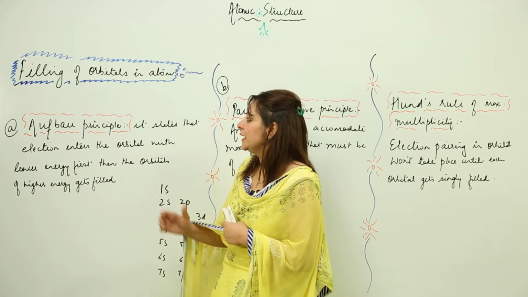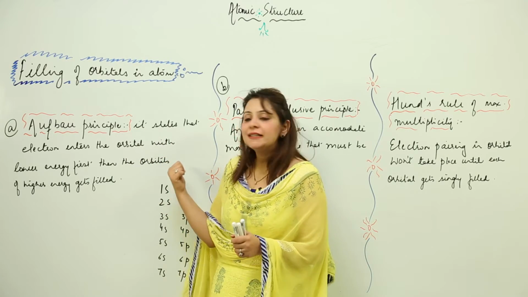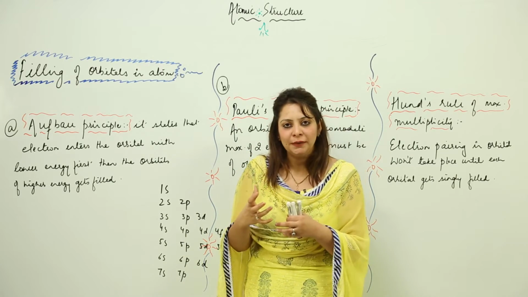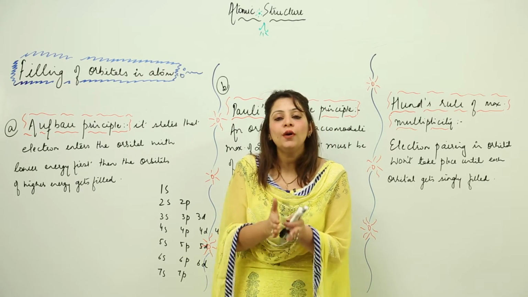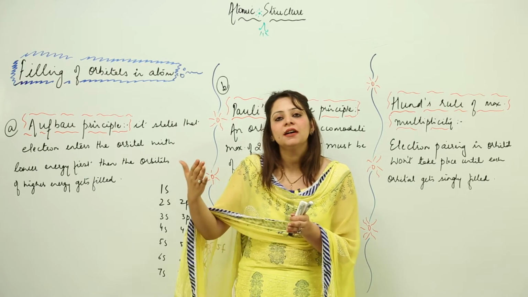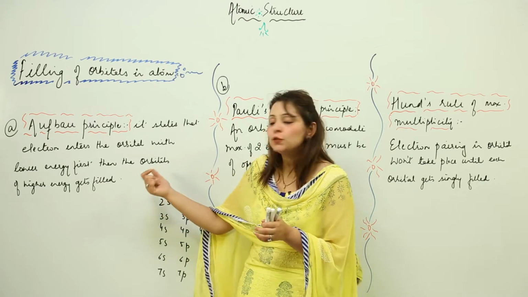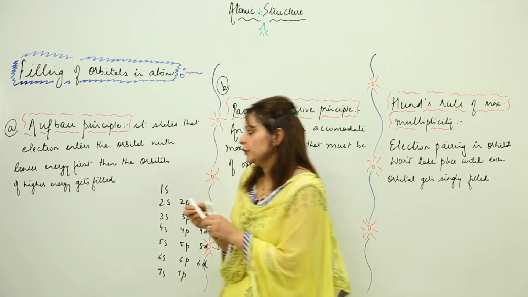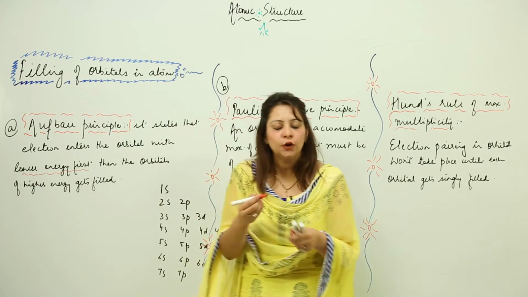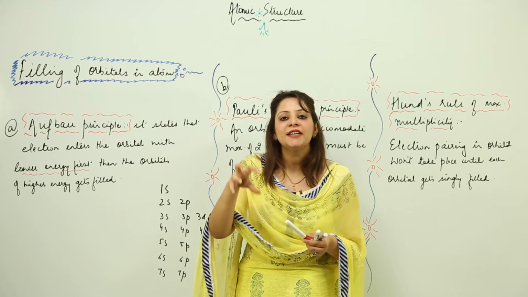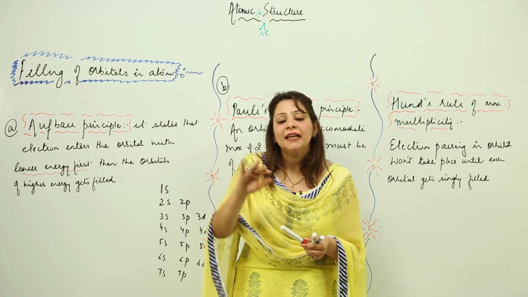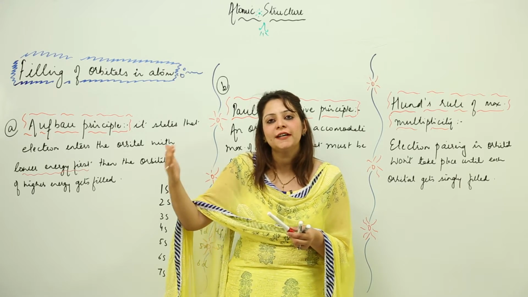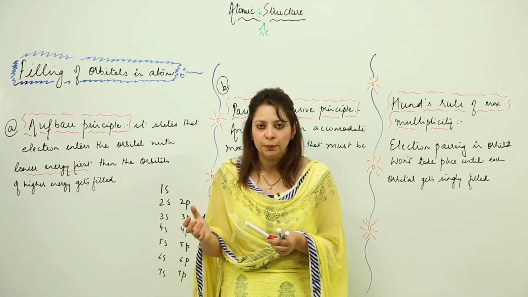So my first rule is the Aufbau principle, right? So what does it state? It states that when we start filling the orbitals, we have to fill the orbital with the lower energy first, and then the orbital with the higher energy is filled. So what I wrote here is that the electron enters the orbital with the lower energy first. That means the electron will enter the orbital with the lower energy, and after that we will fill the orbital with the higher energy, according to their subsequent energies.